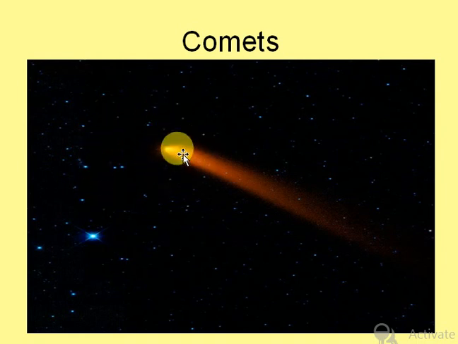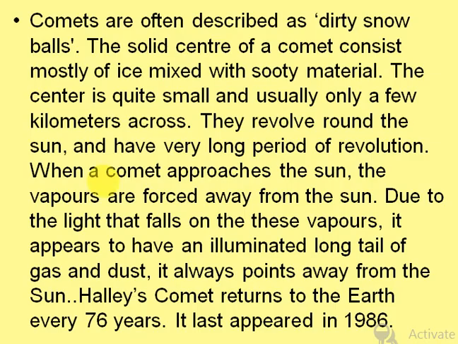Let us now discuss comets also. These are very important features which you can see over many years in this graph. Comets are often described as dirty snowballs. The solid center of a comet consists mostly of ice mixed with sooty material. The center is quite small, usually only a few kilometers across. They revolve around the sun and have a very long period of revolution.